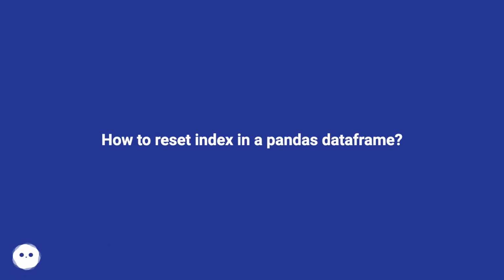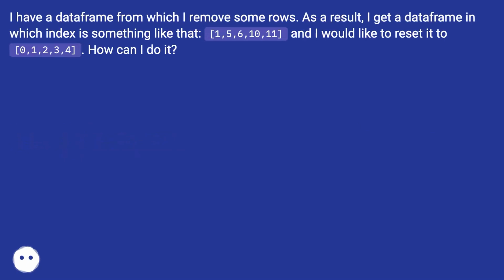How to reset index in a Pandas data frame. I have a data frame from which I remove some rows. As a result, I get a data frame in which the index is something like 1, 5, 6, 10, 11, and I would like to reset it to 0, 1, 2, 3, 4. How can I do it?